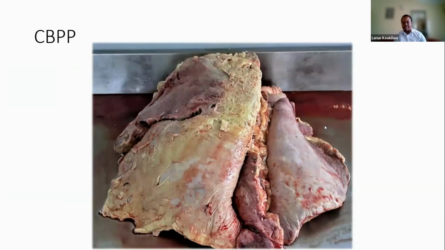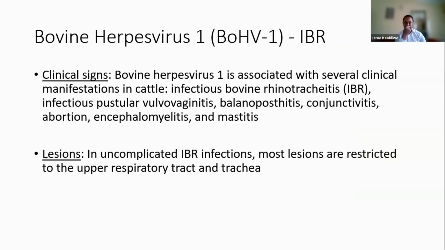That is very similar to this lung which we have seen, which is for CBPP. You can see the omelette there, from the pleuritis and the mediastinal lymph nodes. So it's very important that we have these differential diagnoses that can look very similar to CBPP.